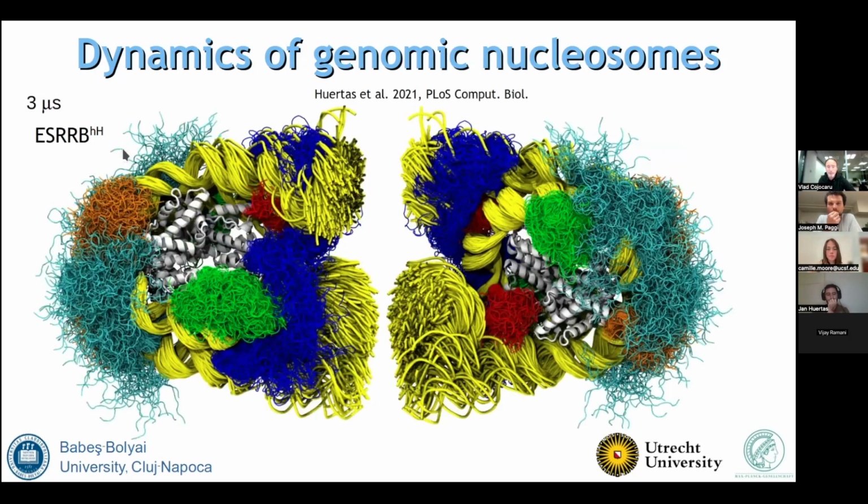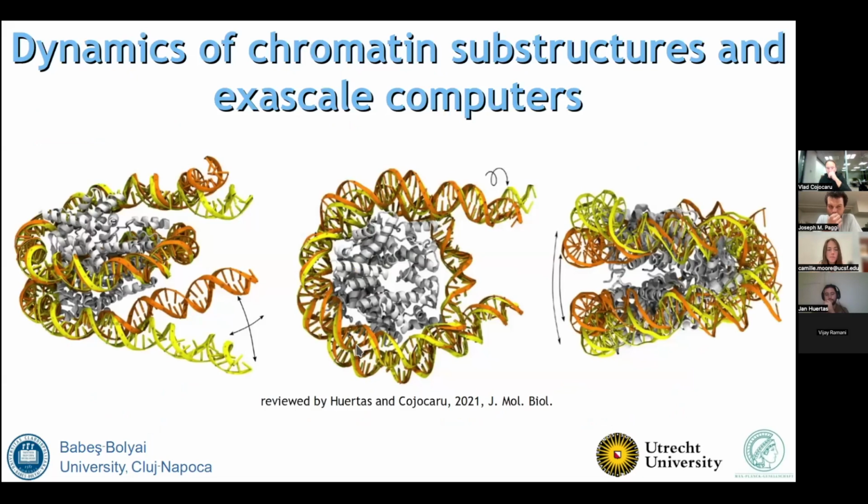Now, if you look at the dynamic nucleosome, this is more or less the picture you get. These are the most flexible parts. You see the histone tails moving everywhere. The histone core is pretty rigid. I only show one snapshot here of the histone core, but it's pretty rigid. And you have these motions in the linker DNA that you see quite clearly here.